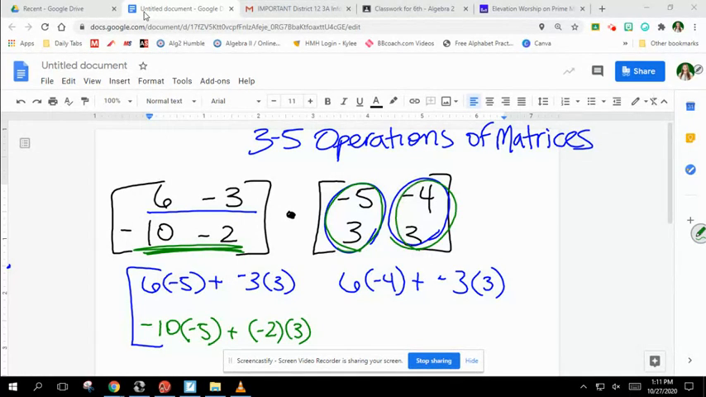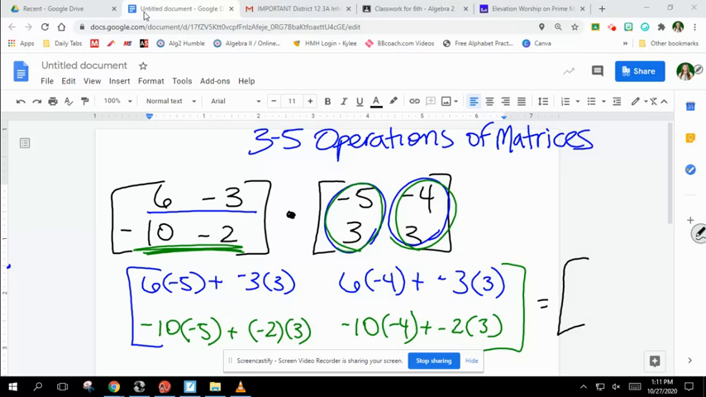So negative 10 times negative 5, negative 2 times 3, so the second number times the second number. Same thing on the last one, horizontal times the vertical. So the first number is multiplied, negative 10 and negative 4. The second numbers multiplied, negative 2 and 3, and add. So your final answer would be 6 times negative 5, negative 30, negative 3 times 3, negative 9, add negative 39. So it's kind of a lot more complicated than just position by position. You have to take the whole row and the whole column multiplied and take the sum of those 2 things.